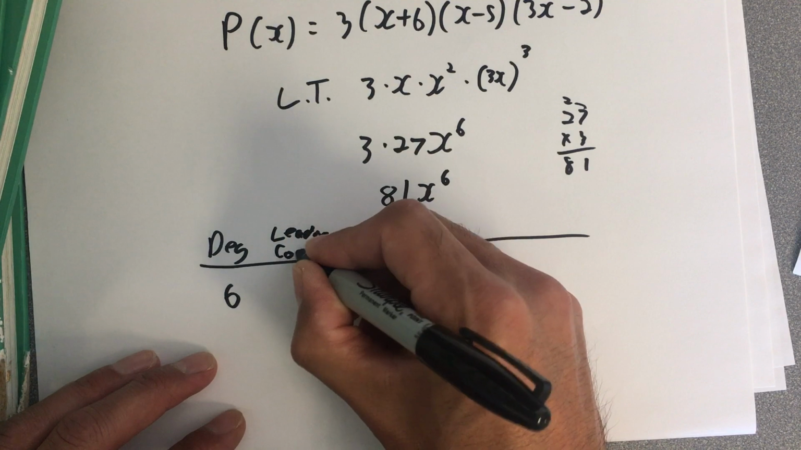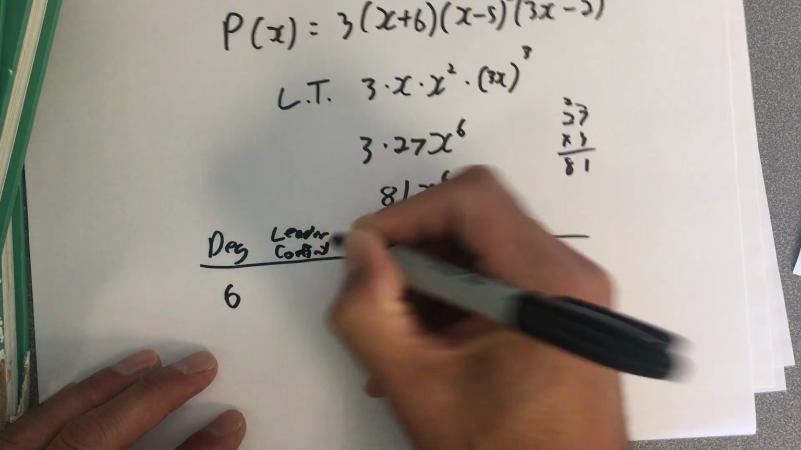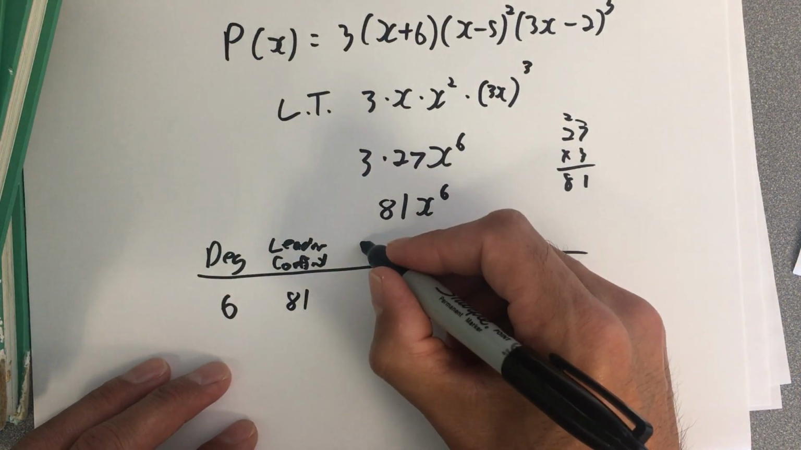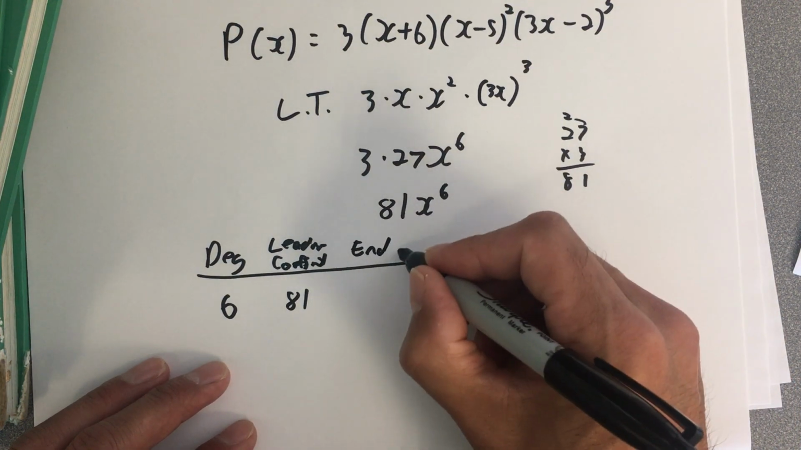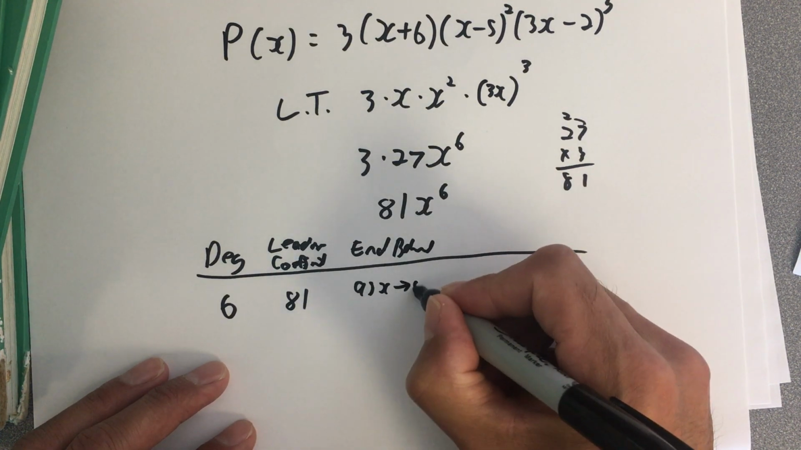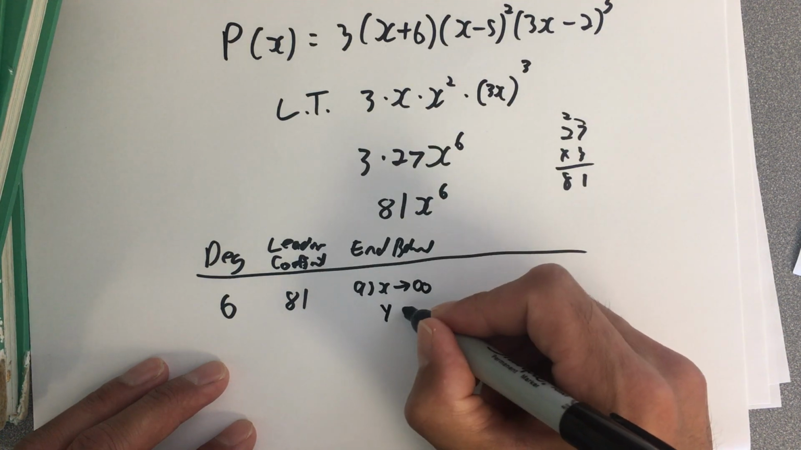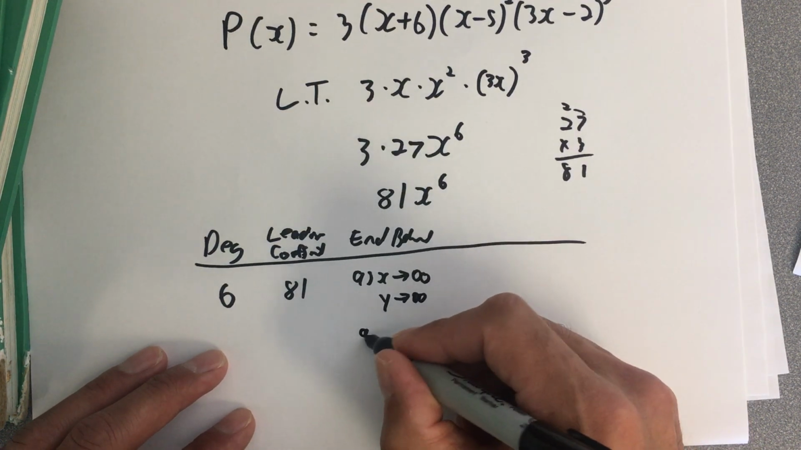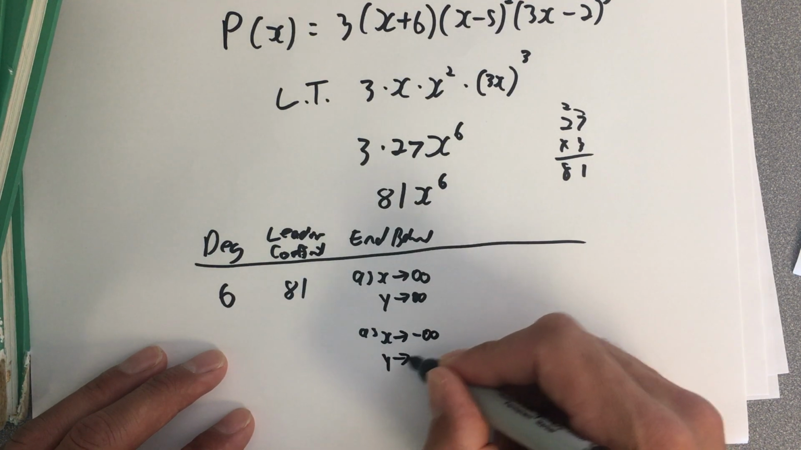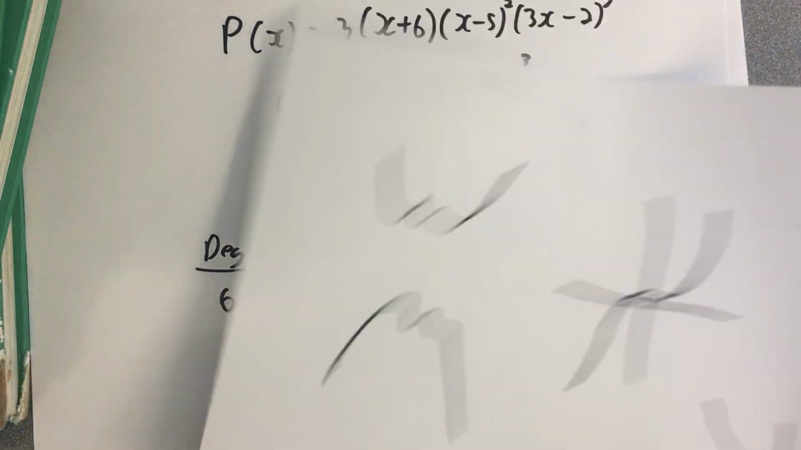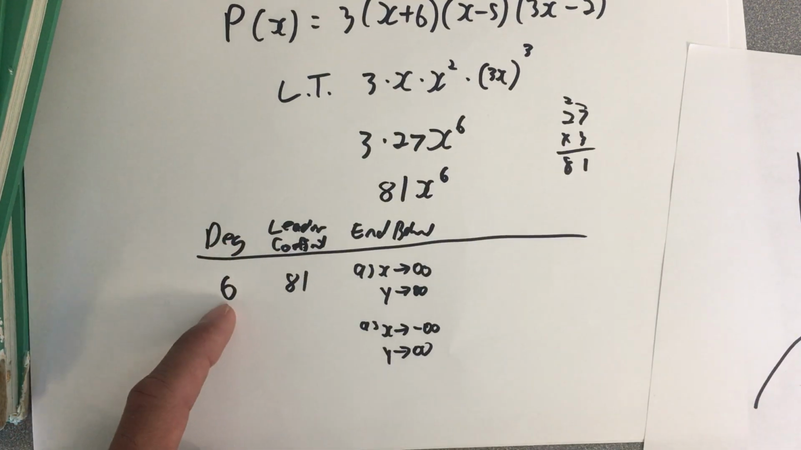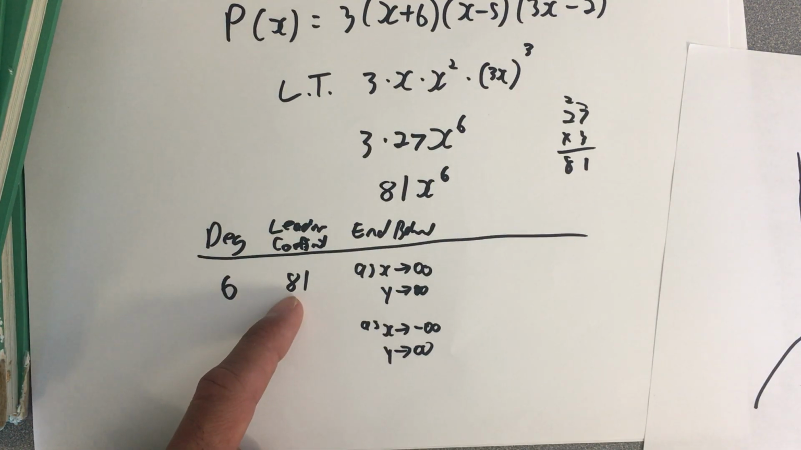The leading coefficient is positive 81. So our end behavior is as x goes to infinity, y goes to infinity, and as x goes to negative infinity, y also goes to infinity. We have this situation because the degree is even and the leading coefficient is positive.